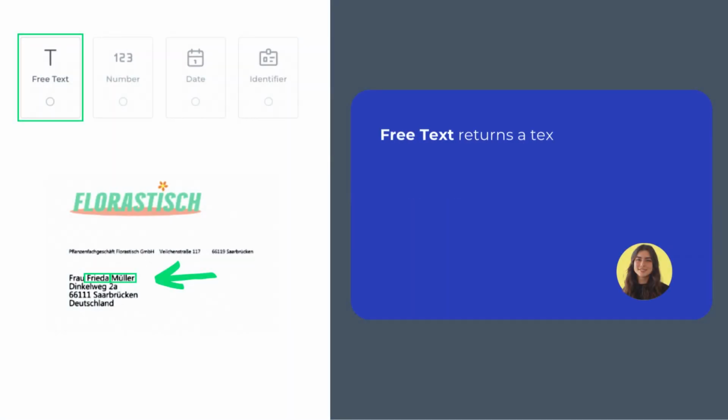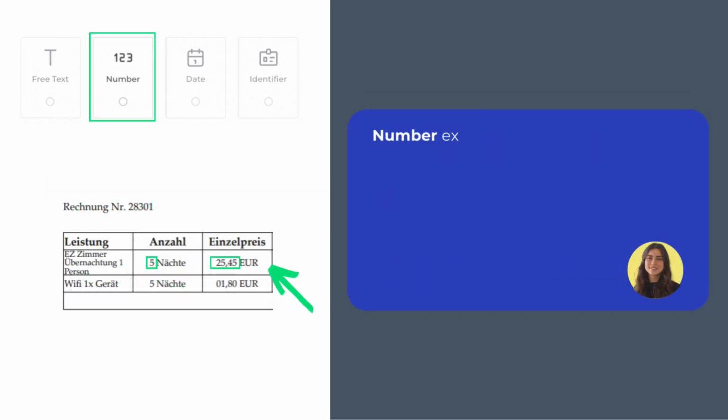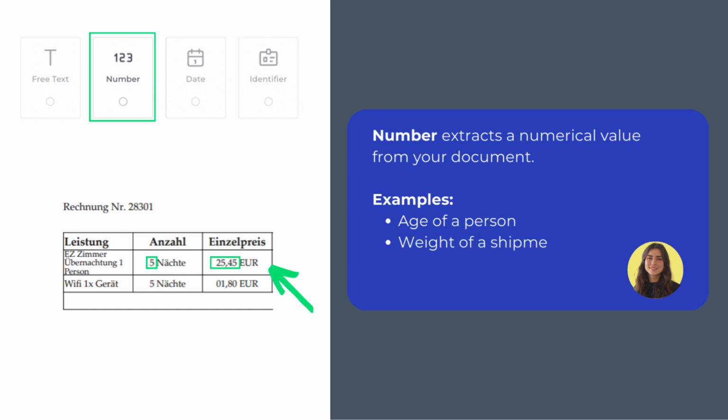Free text returns a text string that can consist of one or more words. Examples for this are name of the recipient, street and house number, description of a service, or an age. Number extracts a numerical value from your document, for instance the age of a person, weight of a shipment, number of items, or the price.